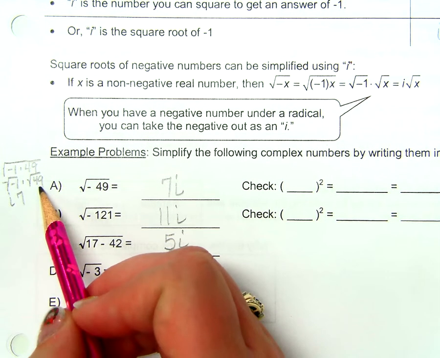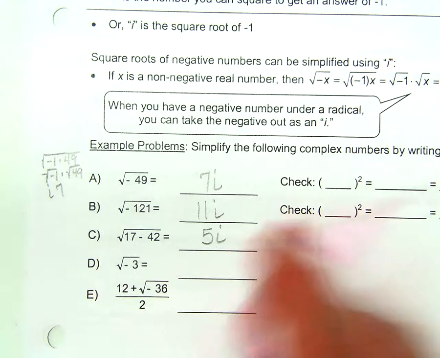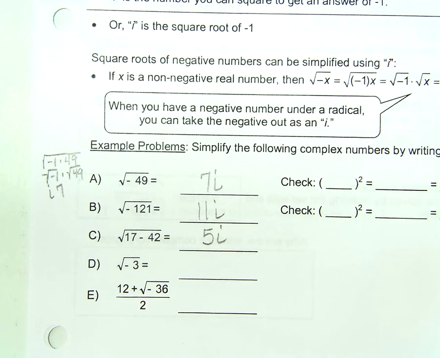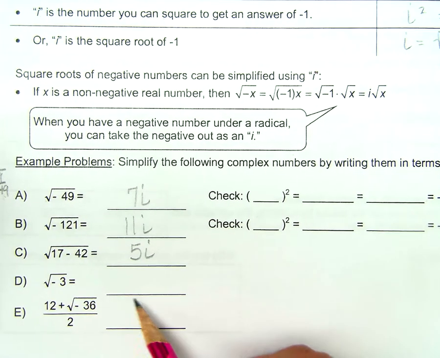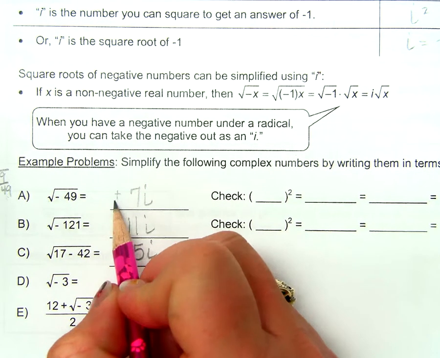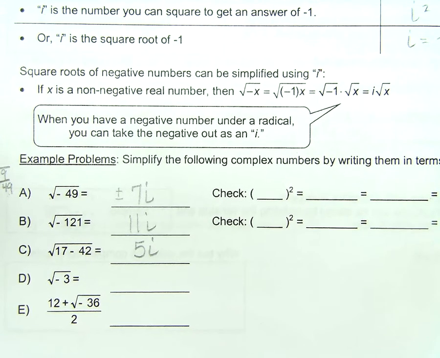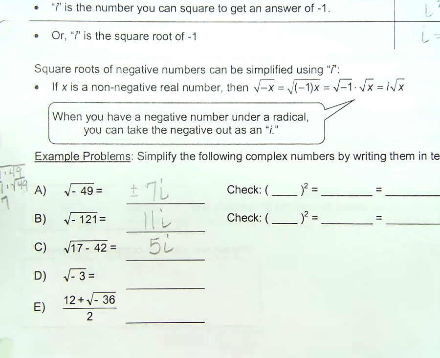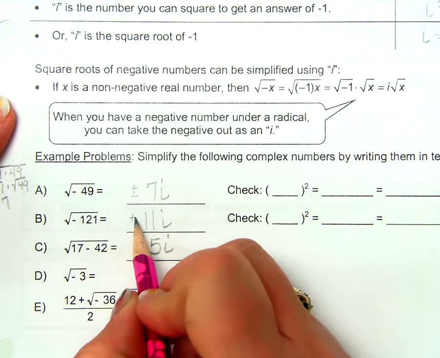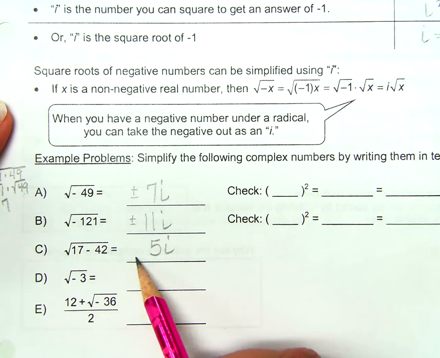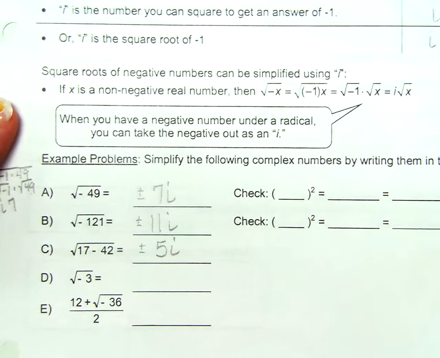And I need to go back right here. What is the square root of 49? What times itself equals 49? I agree. What else times itself is 49? -7. So if I ask you for the square root of -49, you should really say plus or minus 7i. What's the square root of -121? Plus or minus 11i. What about this one? Plus or minus 5i. Okay?